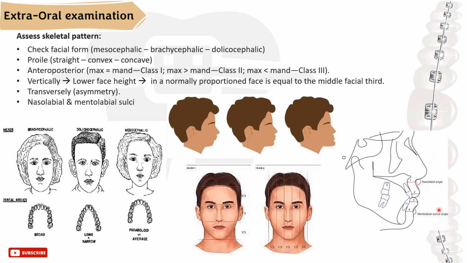Check the nasolabial and mentolabial sulci angles. Are they deep or shallow? Because that has a dental indication for the upper and lower anteriors. Also note the breathing pattern. Is it nasal or oral?